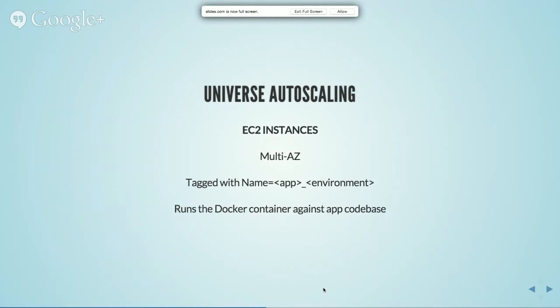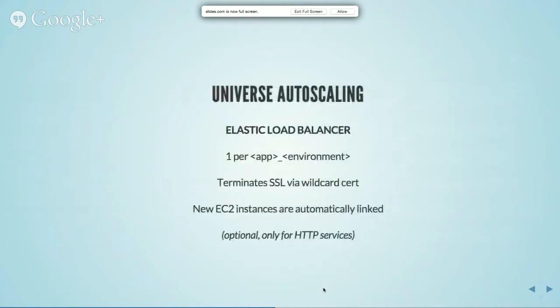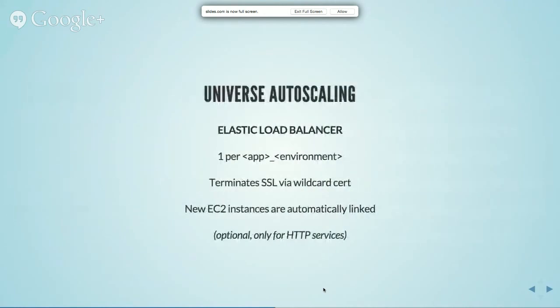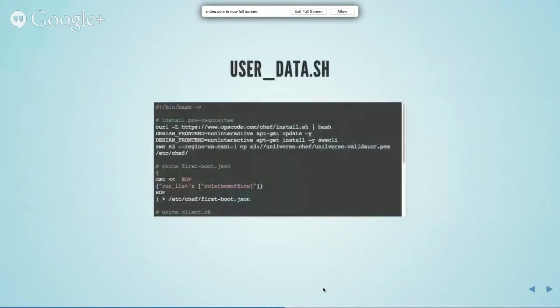And then basically this thing will just launch, run the Docker container, and has the application code on the file system. So ELB, this is where we do our SSL termination. Again, the wildcard cert is super helpful here because you have n ELBs for every microservice. And you don't need that if you're just running workers that are picking off a queue or something.